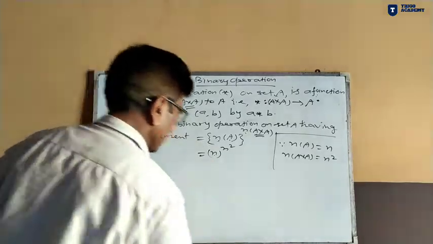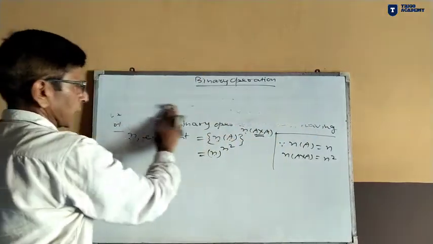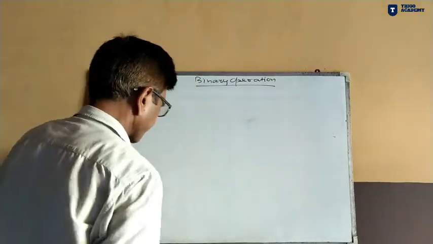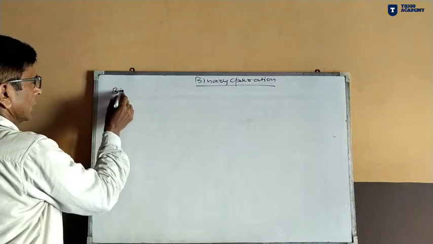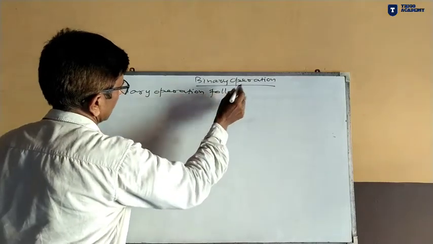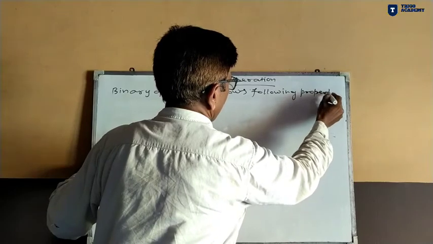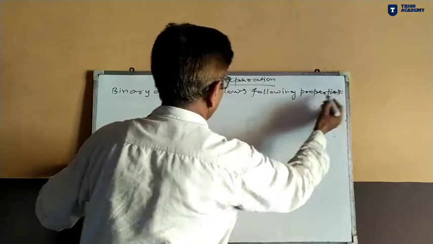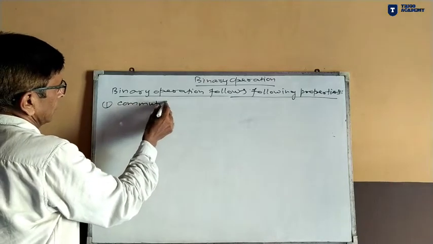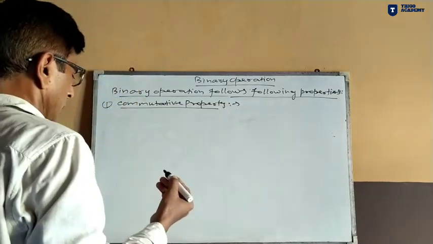Okay, after that, this binary operation follows the following properties. Number one, commutative property.